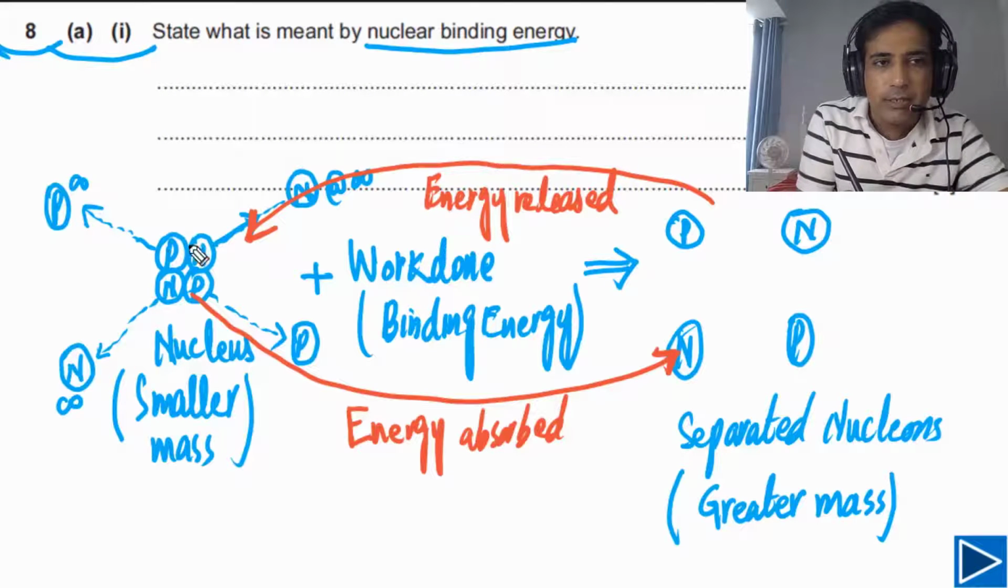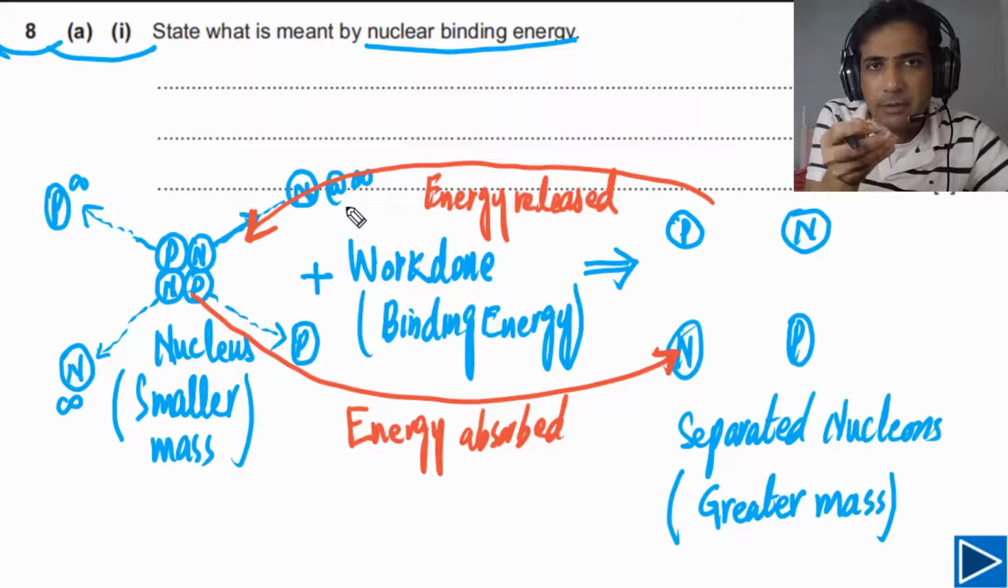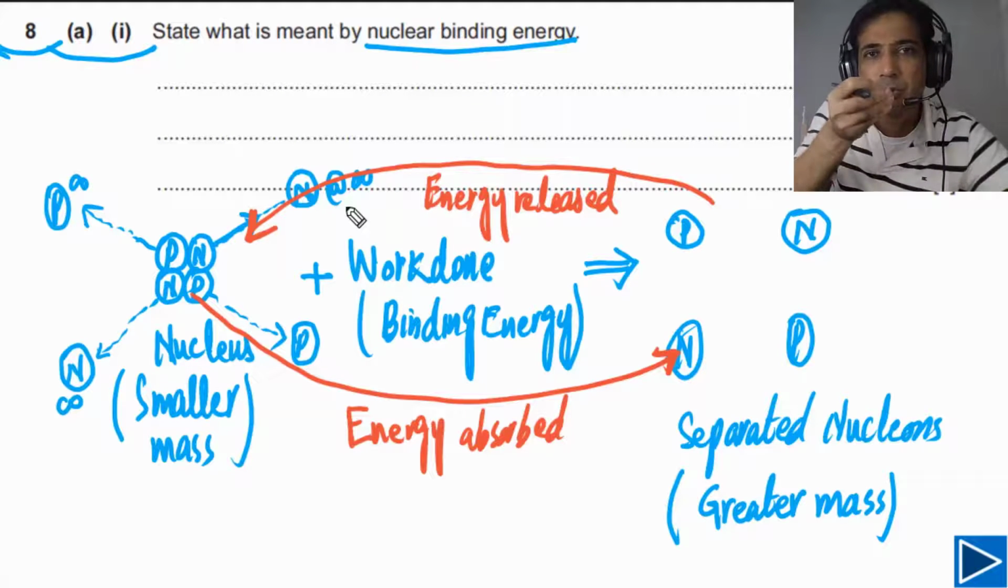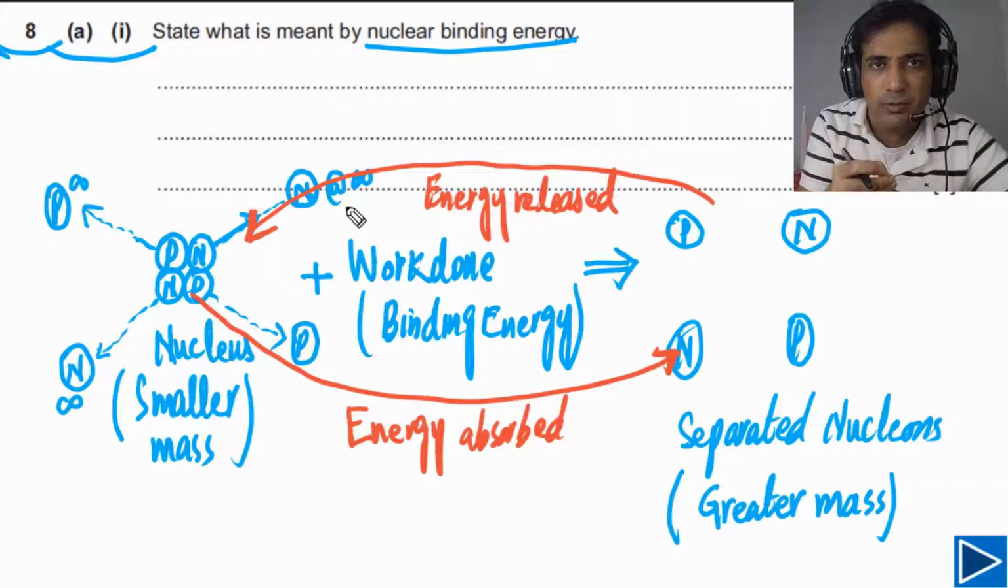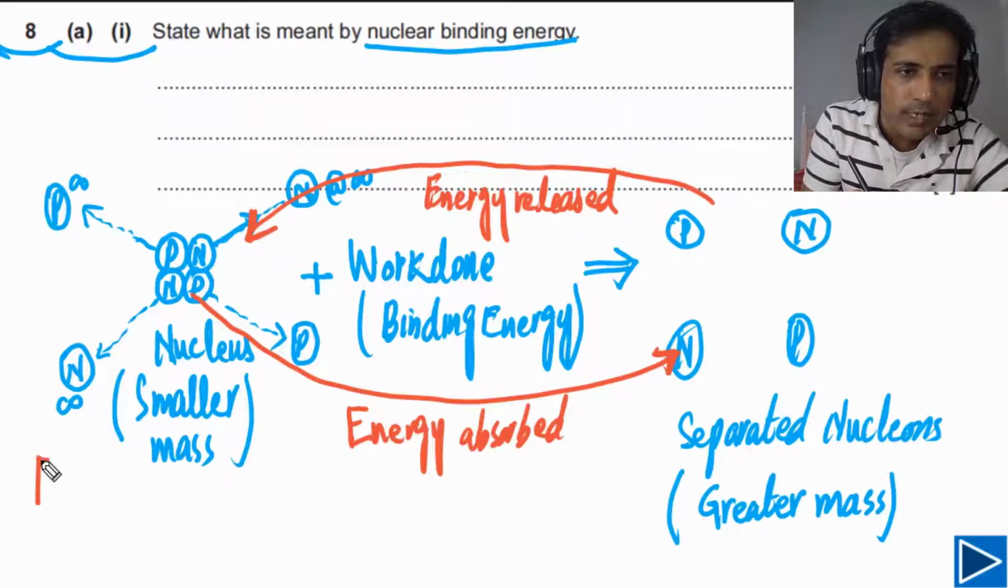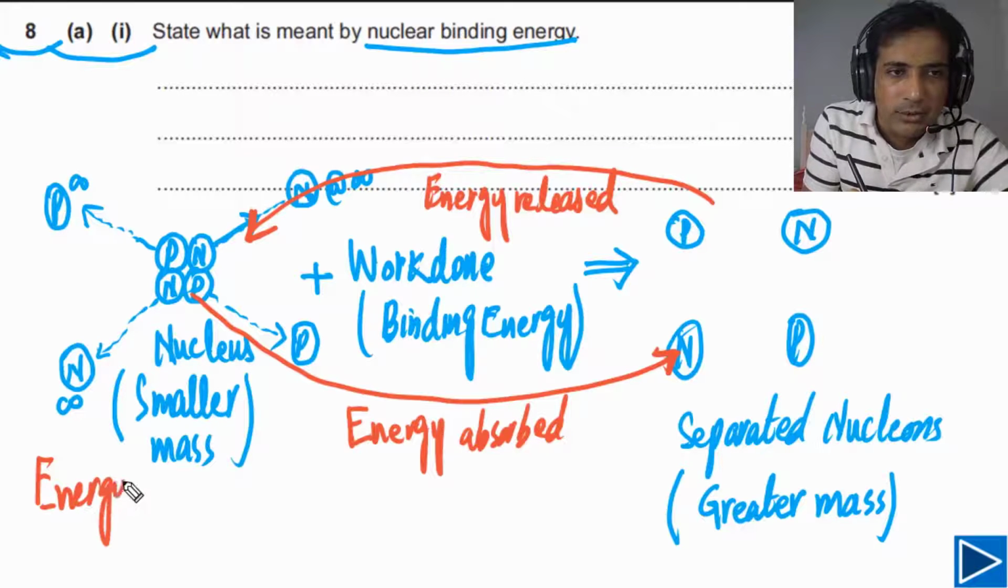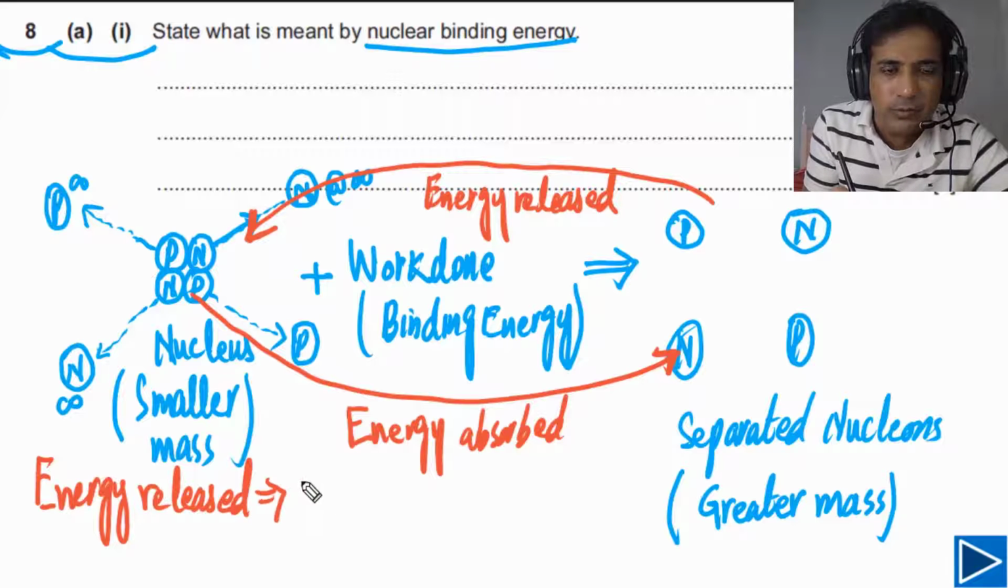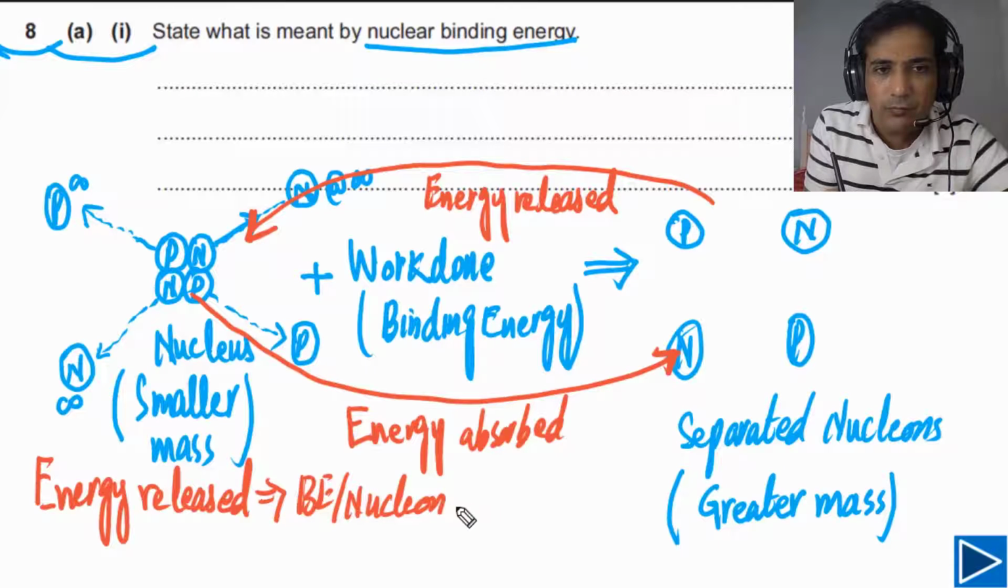Now we need to understand that in this case the binding energy per nucleon increases. If binding energy per nucleon increases, it means energy will be released, and if binding energy per nucleon decreases, it means energy has to be absorbed. So energy is released from a nuclear reaction when binding energy per nucleon increases. Very important point.